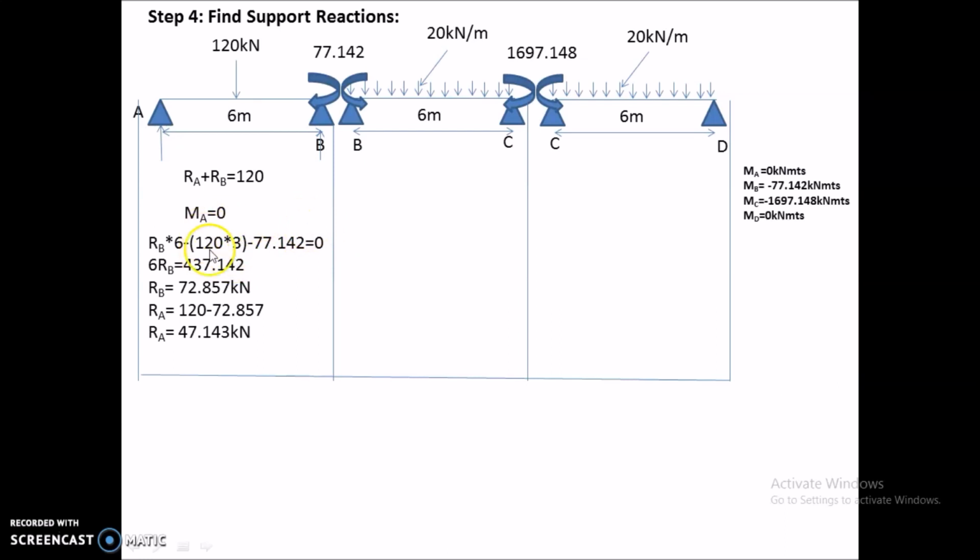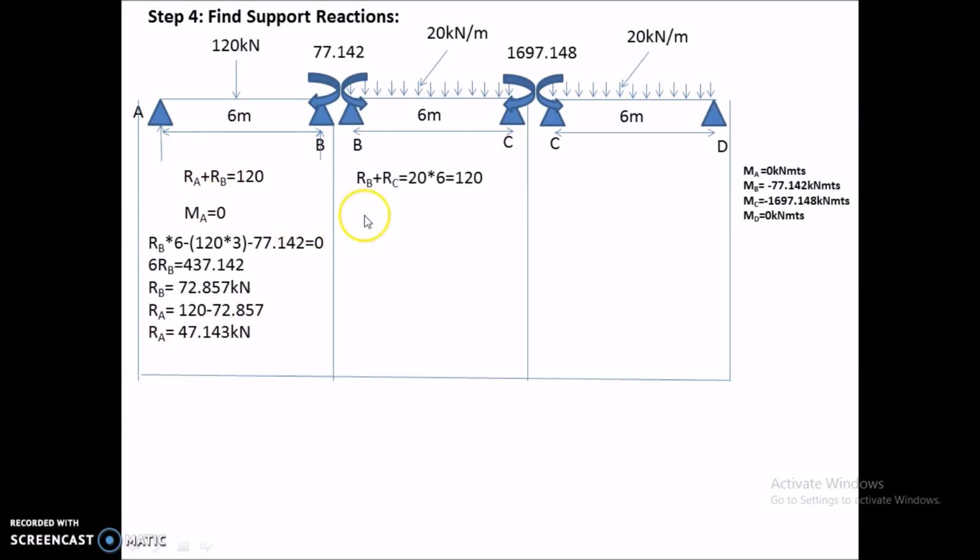So by solving this, we will get 6 RB as 437.142 and RB value as 72.857. Now by substituting this 72.857 in this equation, RA plus RB is equal to 120, that is RA is equal to 120 minus 72.857. We will get RA value as 47.143 kilonewtons. So this is for span A.